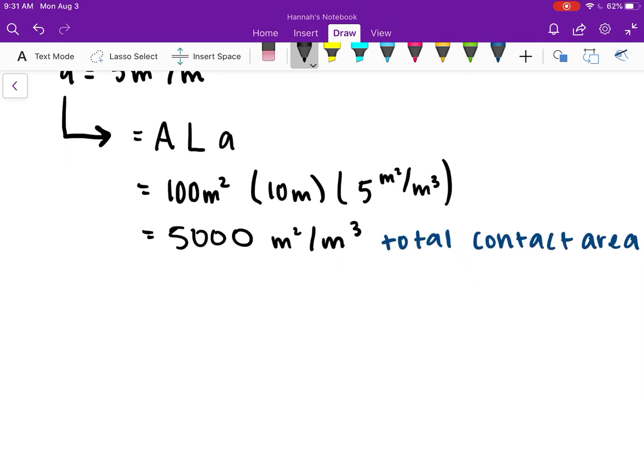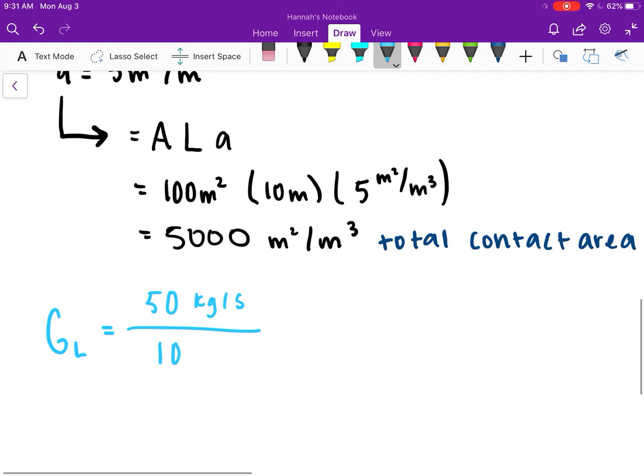Next, I'm going to solve for the superficial mass flow rate of the liquid water that we're going to represent with G_L because it is liquid water. So G_L is going to be equal to that mass flow rate, which is that 50 kilograms per second that I stated earlier. And superficial mass flow rate is on a per area basis, so we're just going to divide that by the area, which is 100 meters squared, as we said earlier. And that is going to be 0.5 kilogram per meters squared seconds.